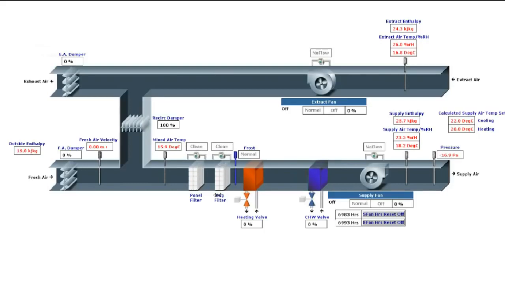Then we've got the bag filter here. Next we've got a frost sensor here. So this is a temperature sensor, and that's detecting if the air coming in is probably around 5 degrees Celsius. That's the typical kind of alarm setting. So if it drops below that, then this heating valve here will open, and that will heat the air. It will supply heat to it.